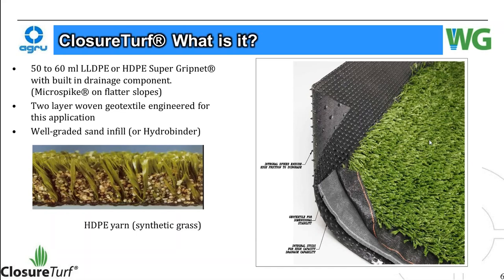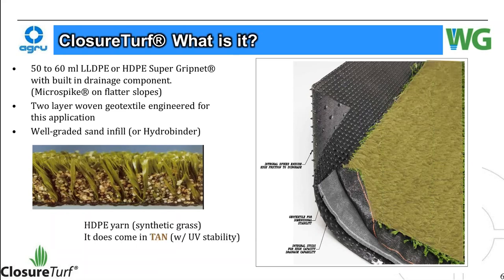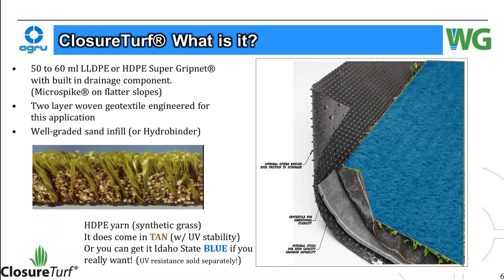The turf comes typically in green, but you can get it in tan with UV stability. So that's available in the drier parts of the country, such as the Southwest United States, Wyoming, and so forth. If you want, you can get it in Idaho State Blue. But know that this color does not come with the UV protection package. That's sold separately.